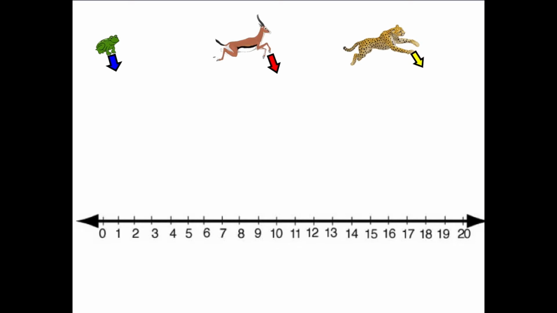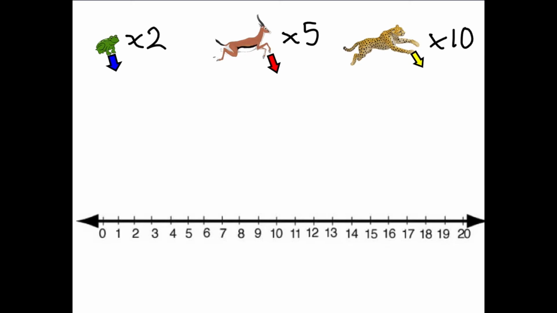So we've got 3 characters here. We've got a frog, and he's going to be times 2. We've got an antelope or a gazelle, and we'll say that that one's times 5. And we've got a cheetah, and he's going to stand for times 10. So they're sort of in order of how fast they are.